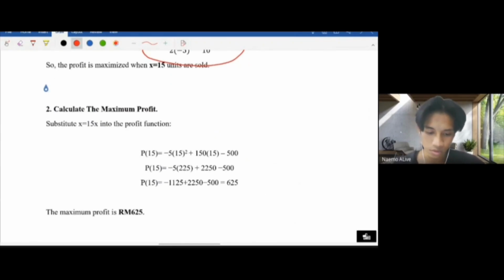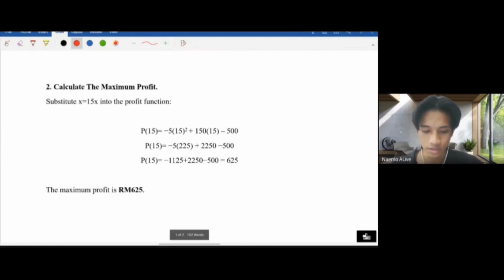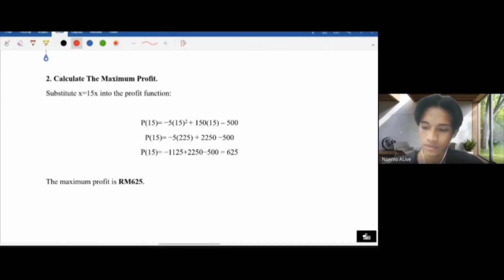Number 2, calculate the maximum profit. Now that I know the number of units that maximizes profit, I substitute x equals 15 into the profit function to calculate the maximum profit. From this, P(15) equals -5(15)^2 + 115(15) - 500.